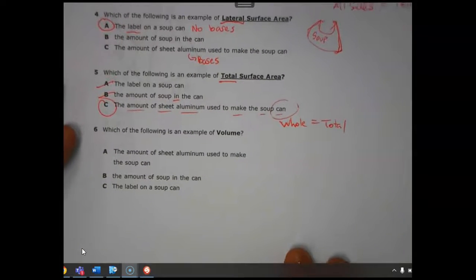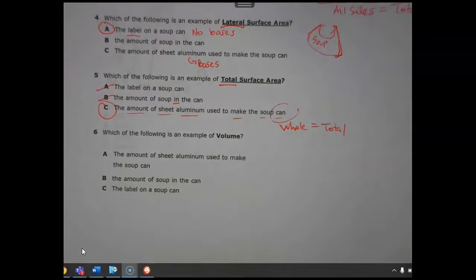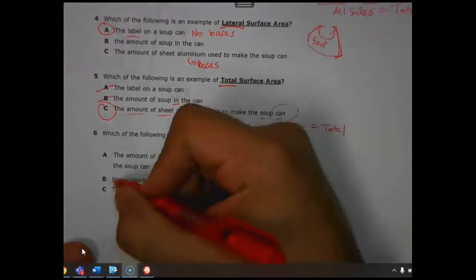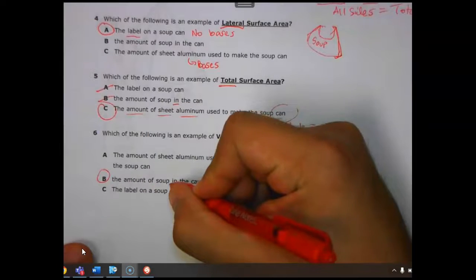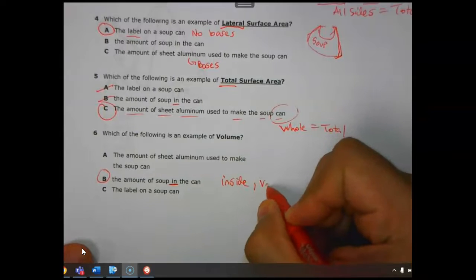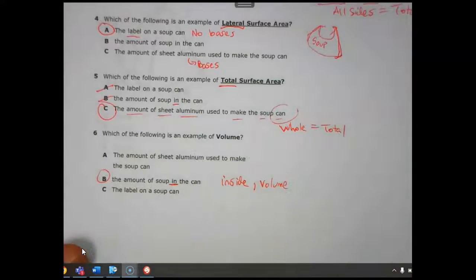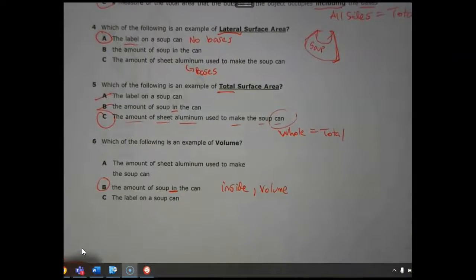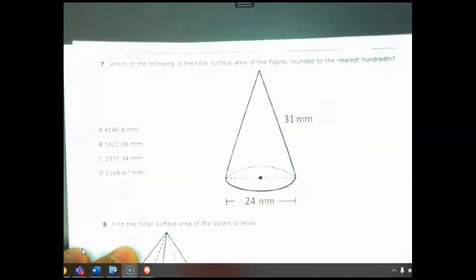Okay, number 6, which of the following is an example of volume? Same answer choices. This time it's going to be the soup in the can. If you're inside, that's going to be volume. Okay, so that's how it works out. We're talking about cans, volume, and so on. Let's actually use this, and we're going to be using our formula chart.